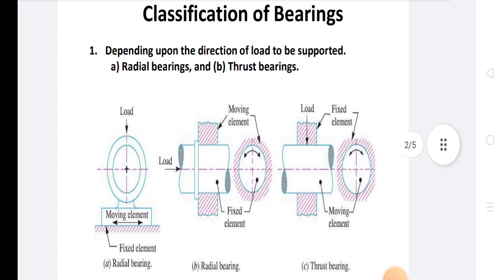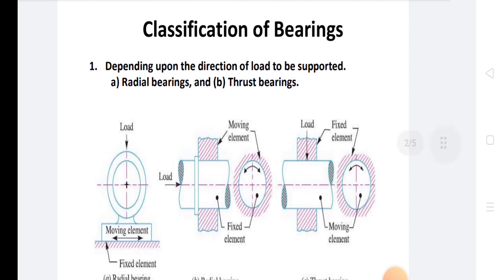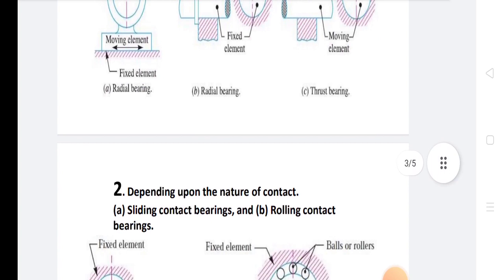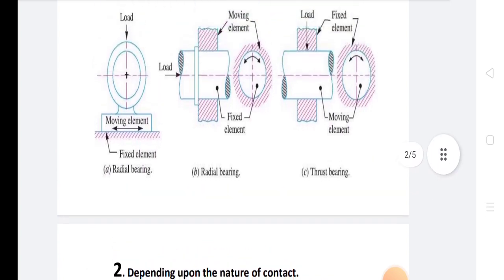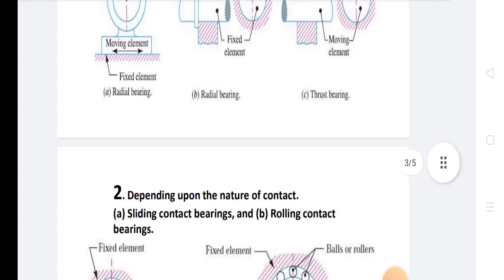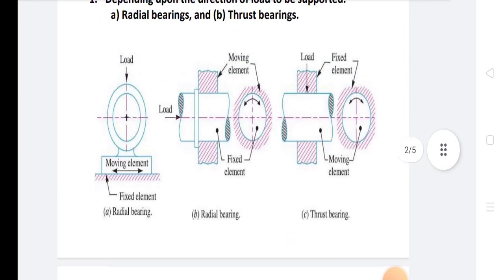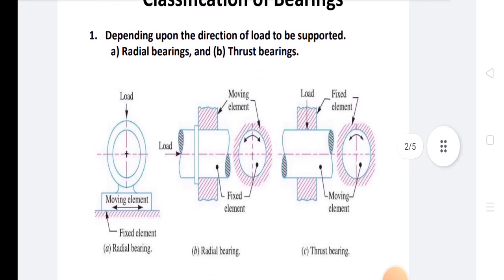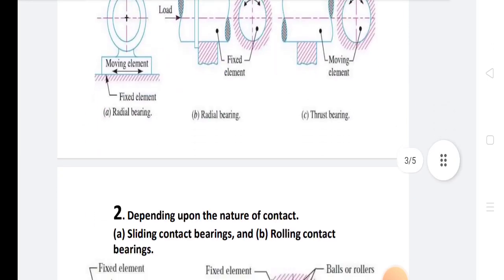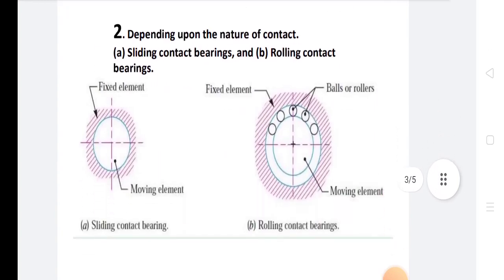The classification of bearings, depending upon the direction of the load to be supported, is radial bearings and thrust bearings. Also, depending upon the nature of contact, there are sliding contact bearings and rolling contact bearings. In the figure, these diagrams show the radial bearing and thrust bearing, the sliding contact bearing and the rolling contact bearing.